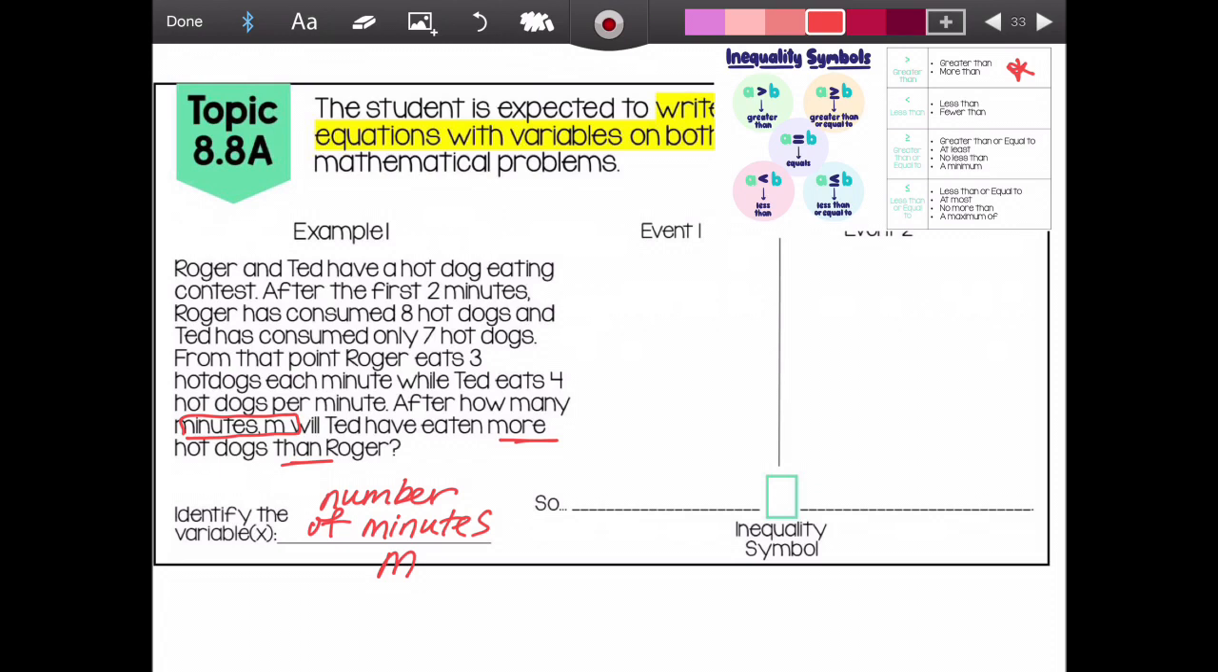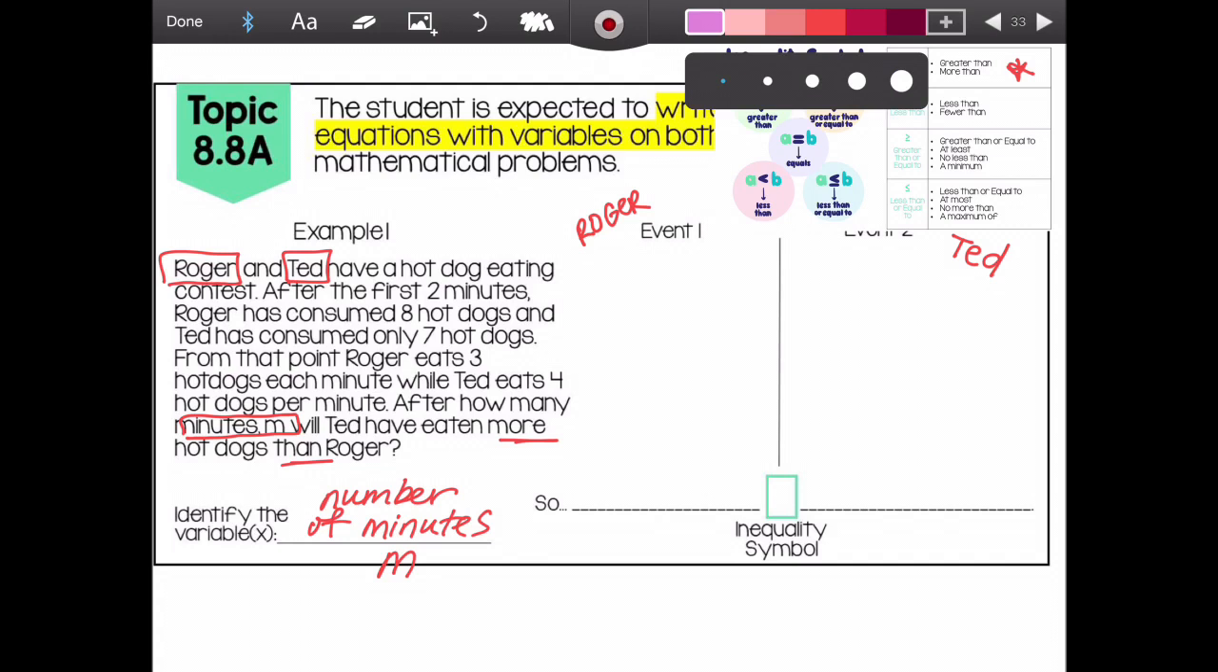Now, the question here is talking about 2 people, Roger and Ted. That's my left side and my right side. I'm going to put Roger on this side because his name is mentioned first, and I'm going to put Ted on this side. Now I'm going to read back through my problem, one sentence at a time.